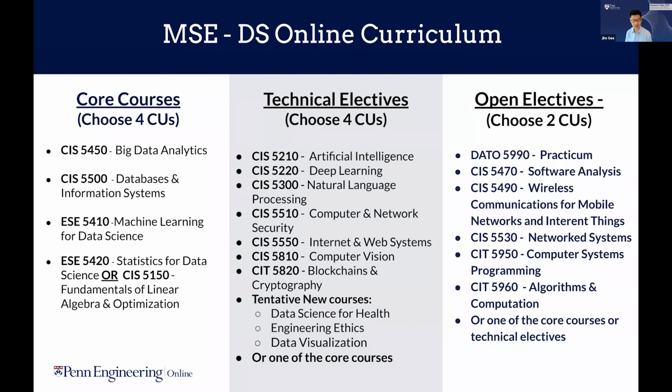ESE 5420, Statistics for Data Science. In this course, students will learn a broad range of statistical and computational tools to analyze large data sets. This course provides a solid foundation of data science, statistics, and machine learning to make data-driven predictions via statistical modeling and inference. CIS 5150, Fundamentals of Linear Algebra and Optimization.